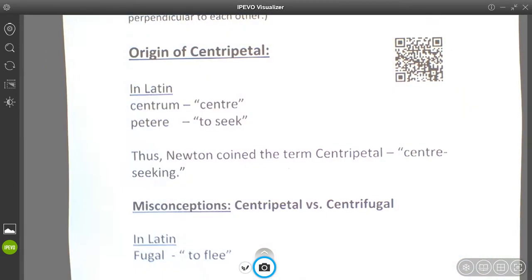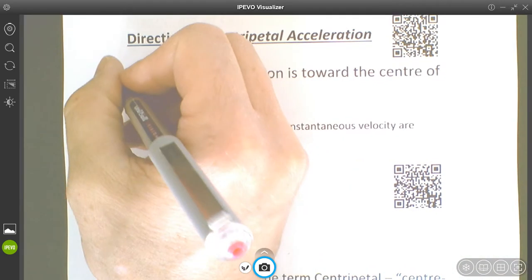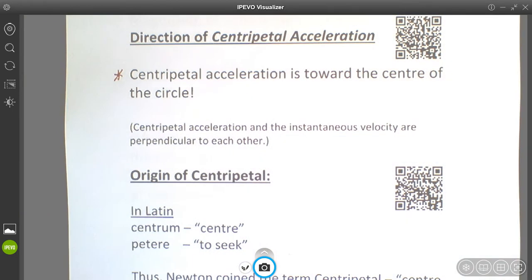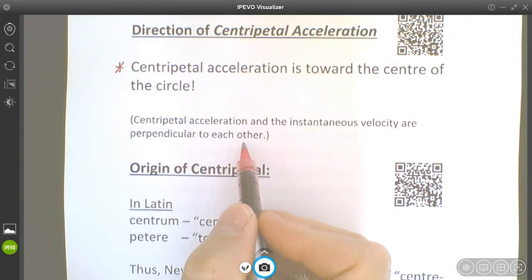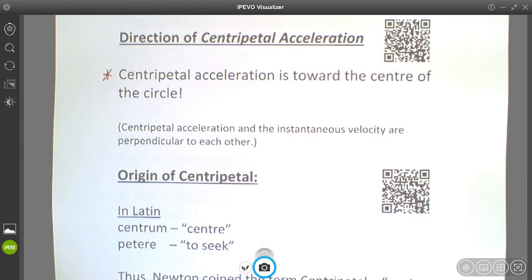Okay, so on this sheet, you'll see here, centripetal acceleration is towards the center. If you can get this concept, it's massive, right? It's a big concept to grasp and to understand. So centripetal acceleration and the instantaneous velocity are perpendicular to each other. We already showed that. Okay, this is the video link to that video.